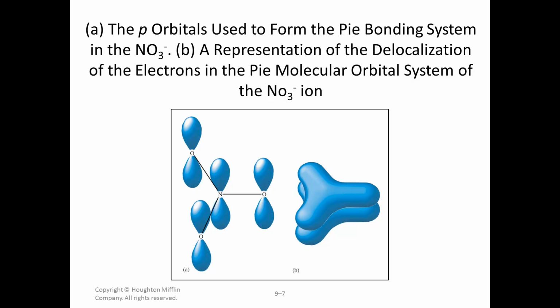If we look back at our nitrogen trioxide ion that we saw earlier, we can see the spread of electron density delocalized over the molecule. It does not require a ring system to have this resonating delocalization of electron density over our molecule.